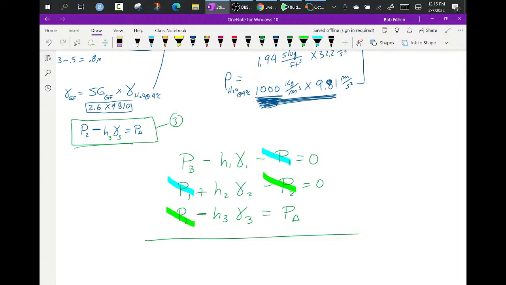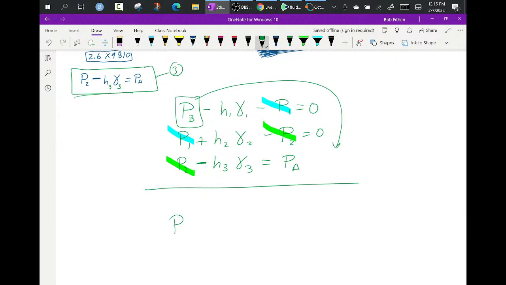So that's it. So now it's just a matter of sticking in the numbers, which is a tedious, unfortunate thing. I can take the PB and move it to the other side, and then I would have PA minus PB equal to, and I'm going to list that one first because it's positive.